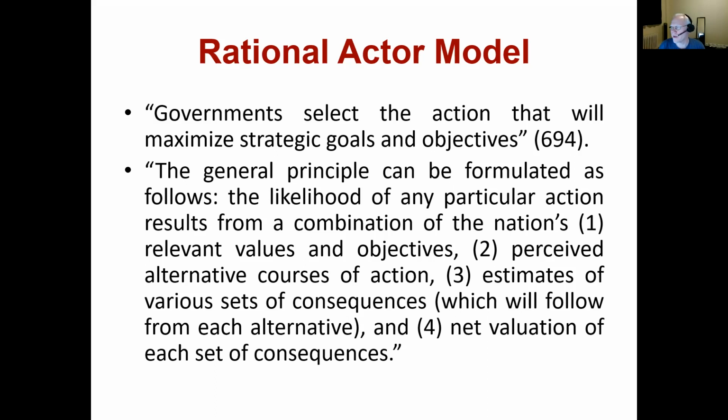The general principle can be formulated as follows. The likelihood of any particular action results from a combination of the nation's relevant values and objectives. So what do they want? Perceived alternative courses of action. So in a given situation, what are the options available to them? So go to war, do nothing, economic sanctions, diplomacy. The estimates of various sets of consequences that follow from each alternative, right?